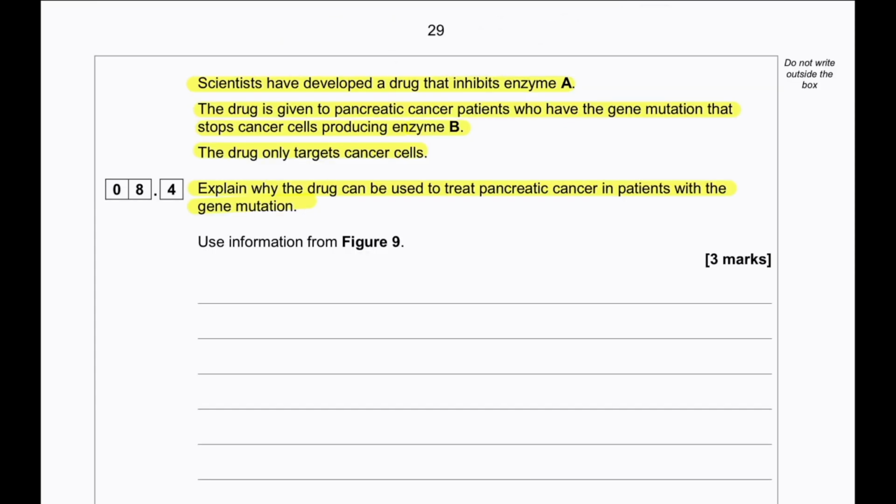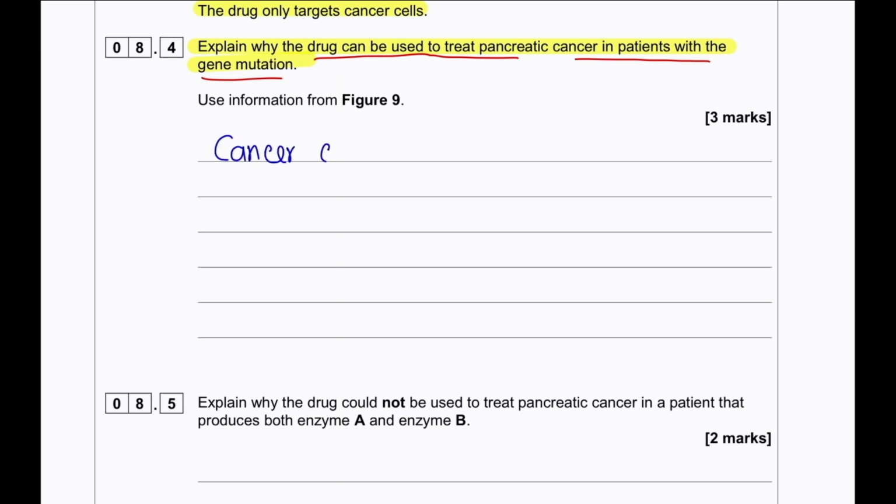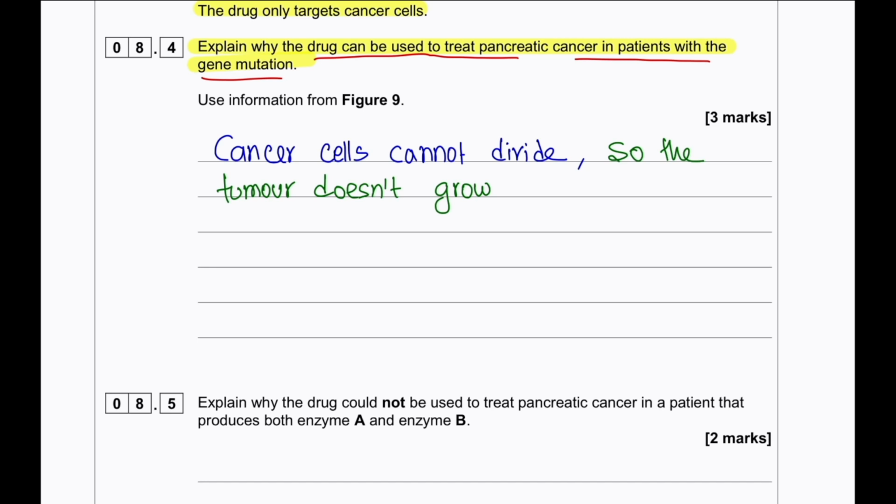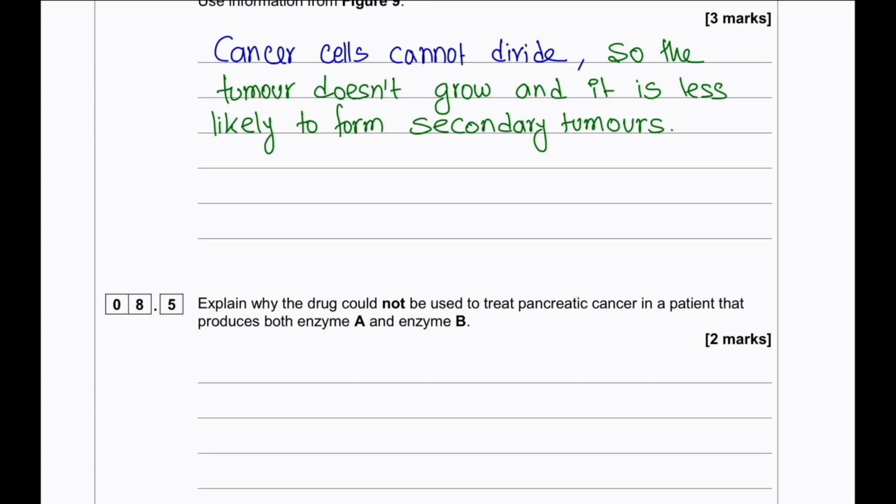So that's why the question says, explain why the drug can be used to treat pancreatic cancer in patients with gene mutation. So the answer that can be written is like this. The person with the gene mutation already does not produce enzyme B. We are giving the person a drug to inhibit enzyme A, then the cancer cells will not be able to divide and will be destroyed. So the tumor will not be able to grow any bigger, and they are very unlikely to produce a secondary tumor because enzymes A and B are both not working and are inhibited.